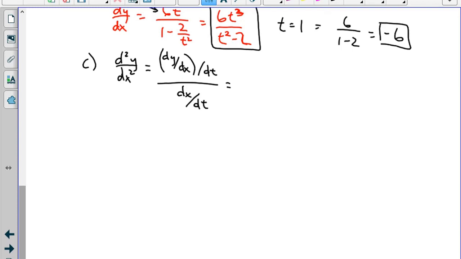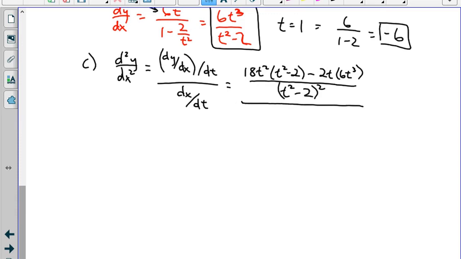Its derivative of the top is 18t squared, and then you multiply it by the bottom, minus the derivative of the bottom, which is 2t times the top, so that's 6t cubed, all over the bottom squared, so that's t squared minus 2 squared. And then we have to divide that by dx dt. dx dt is 1 minus 2 over t squared.